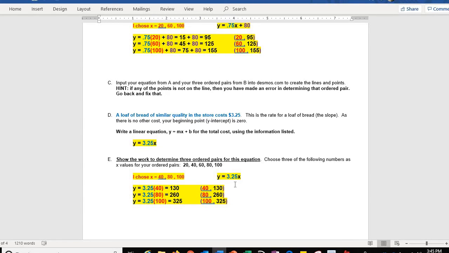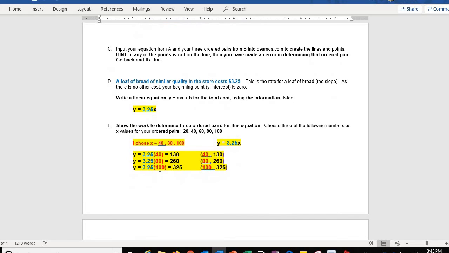Now I'm going to do the same thing on 1E as I did on 1B. I'm going to take my equation. There it is. I'm going to choose 3 numbers out of my list of 5. I chose 40, 80, and 100 this time, and do the same thing. Just plug them in, do the math, get the answers. 3.25 times 40 is 130. There's my ordered pair, (40, 130). Did the same thing with 80, same thing with 100.